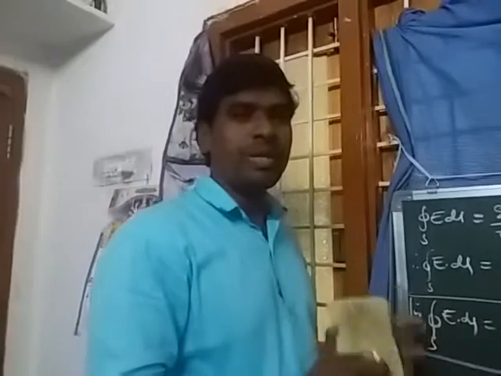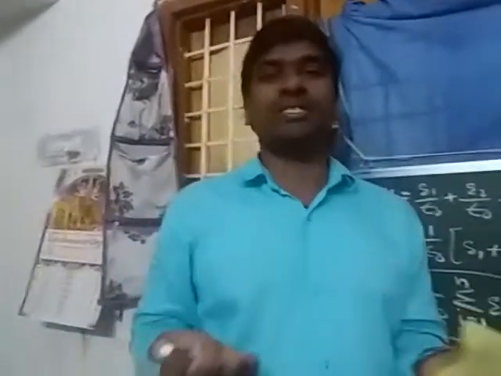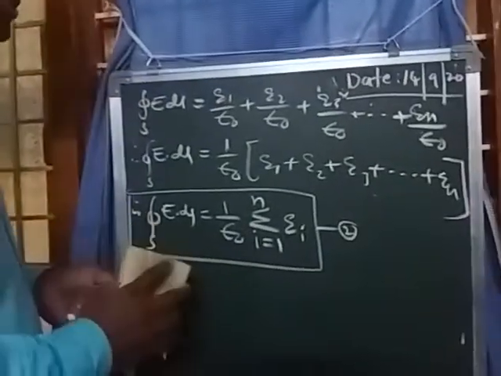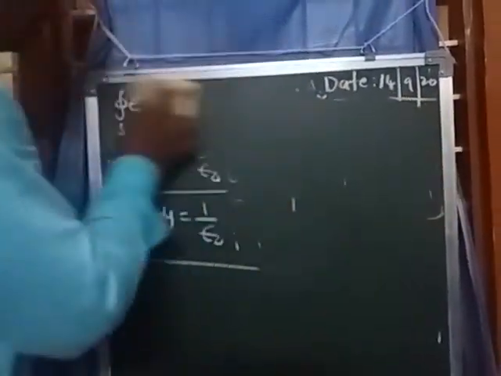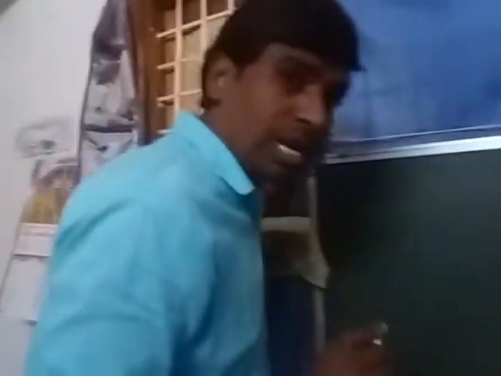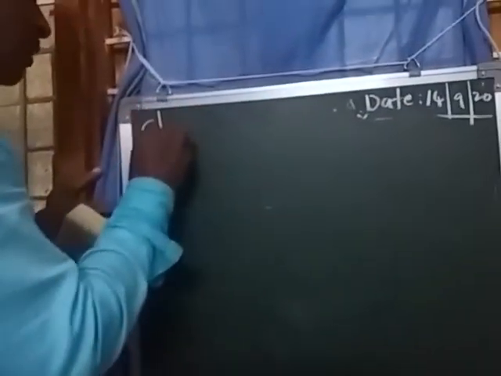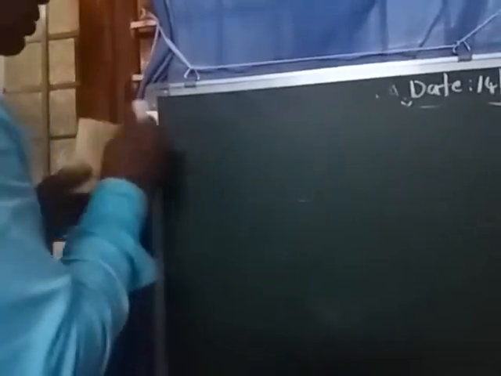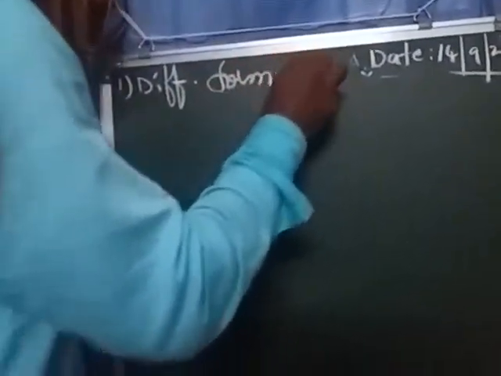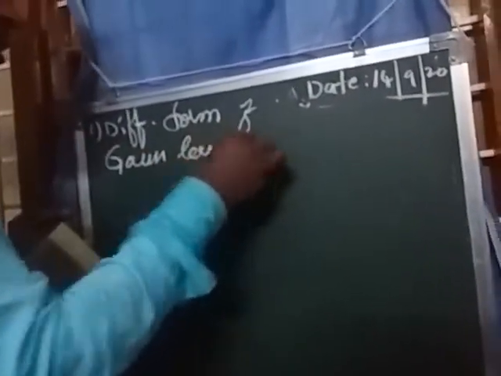Now according to this, let us determine the differential form of the Gauss law. So how do we determine the differential form of the Gauss law? See here, students, it is a very simple derivation. To derive the equation of the differential form of Gauss law, it depends upon the charge density. That is your main concept here: charge density, and the differential form of Gauss law.